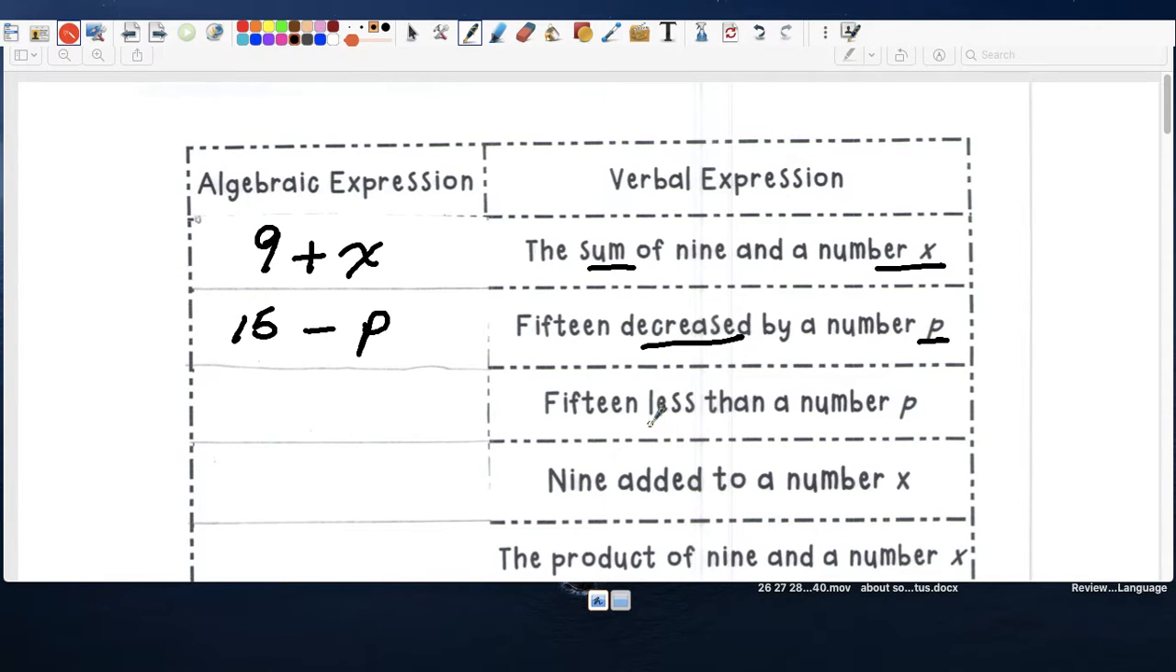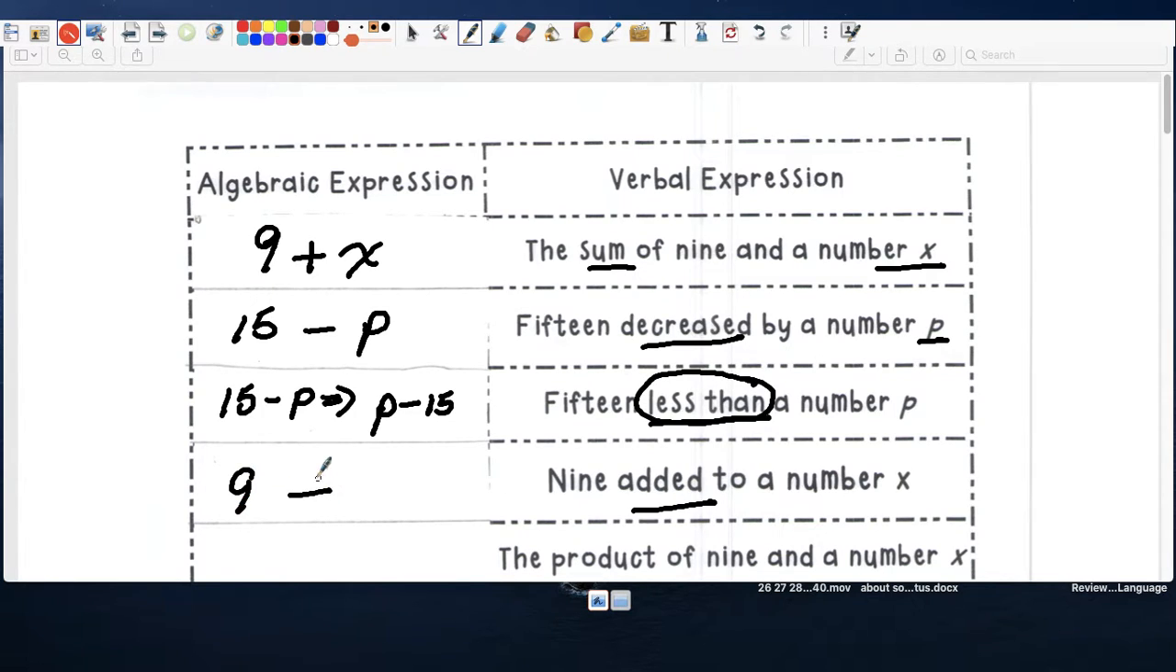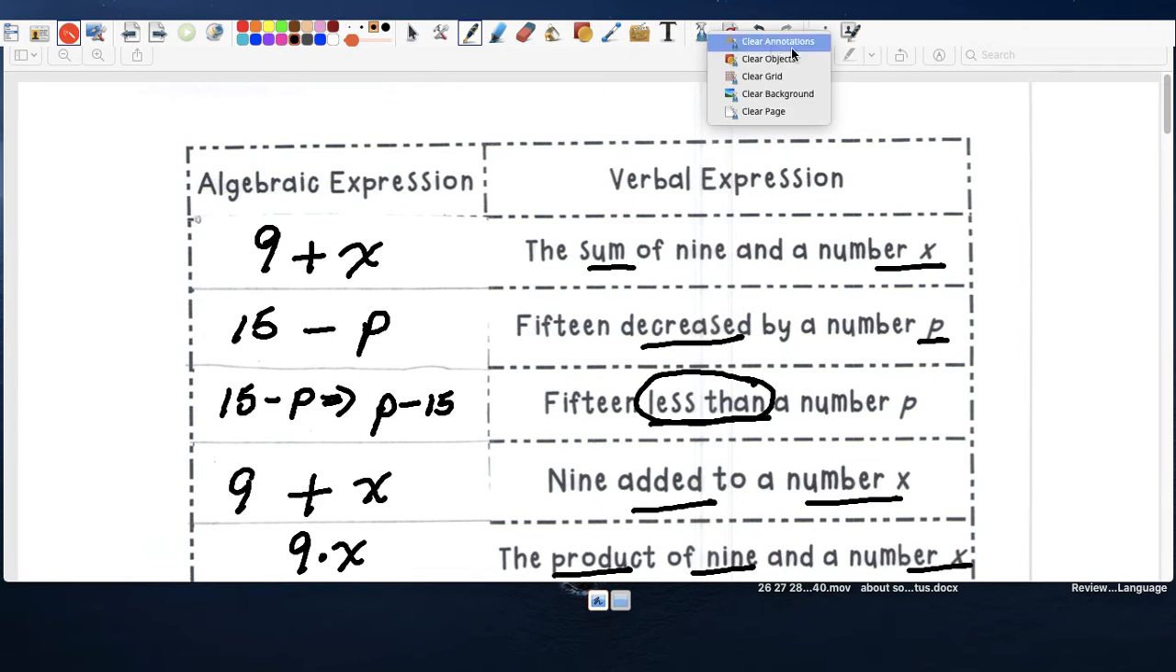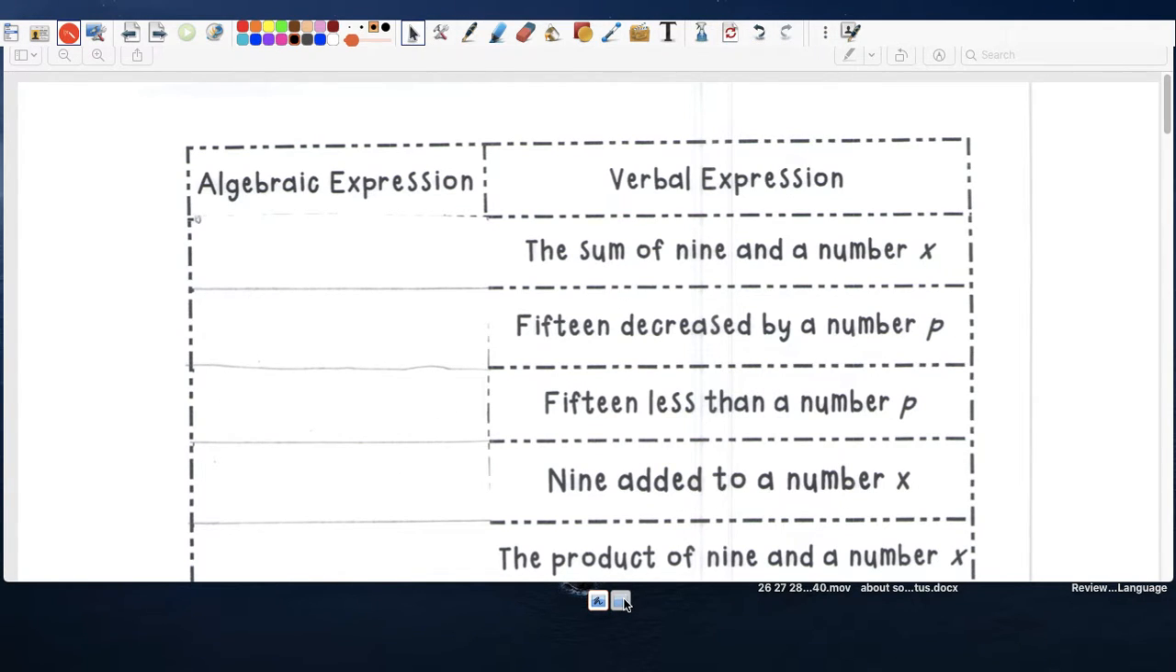15 less than p. Now really careful with this because that's a turnaround, so it's 15 minus p, but we're going to change that to p minus 15, okay, because this word here is a turnaround word. 9 added to a number x, 9 added is plus, and a number x. Product is multiplication, right? We're multiplying 9 and the variable x. Right, so pretty straightforward here.